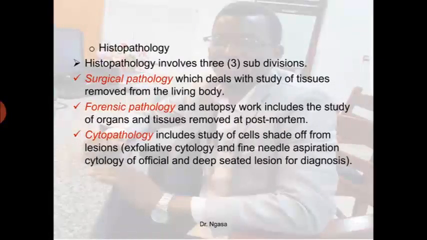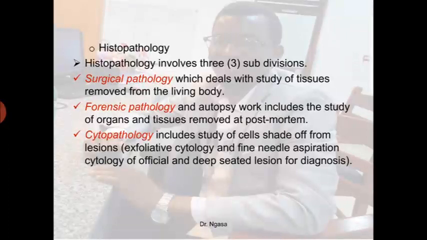And another type or branch we have is histopathology. And this histopathology is further subdivided as follows. We have surgical pathology, which deals with the study of tissues removed from the living body. So a certain tissue is removed from the living body and then is examined pathologically.